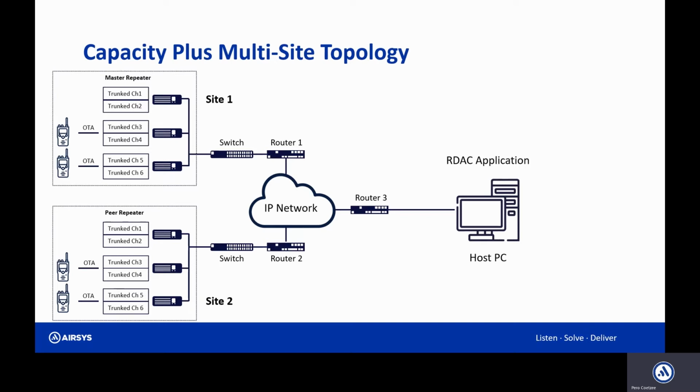Here you can see we've got 2 sites with 3 repeaters each. There's one master repeater, the rest will all be peer repeaters. Each site sits behind its own switch and router, and it's connected to a network, which is then connected to a host PC with RDAC running. You could have a host PC with any compatible software or program that works with MOTOTRBO, as long as it sits behind its own network and it's connected to the Capacity Plus multi-site system.